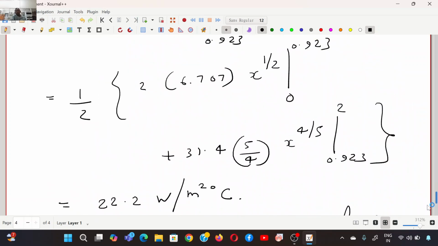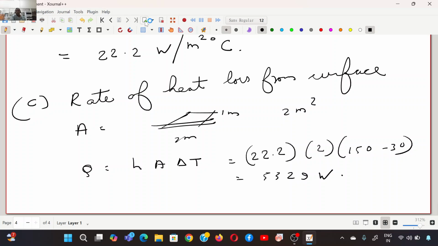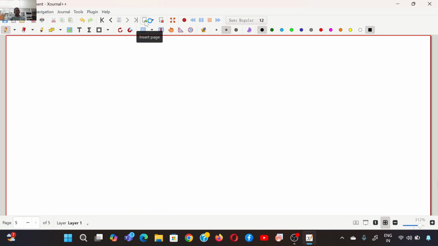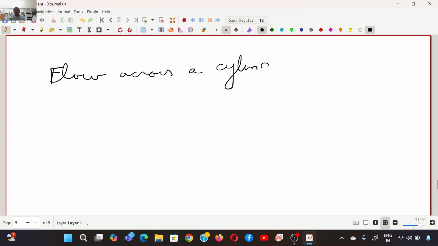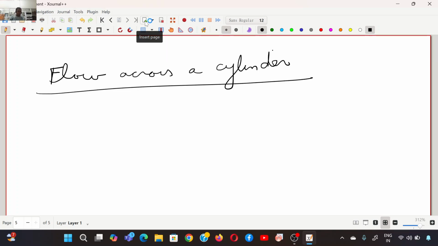Now we'll look at one more problem similar to this. I'll give you some time to think about it before we solve and discuss the problem. Our next case will be flow across a cylinder, very common in chemical engineering: convective heat transfer in a flow across a cylinder. Like that, you can also have flow across a sphere. Some other correlation will come over there, but just clear your concepts here. I'll note down the problem first, then we'll talk about it.